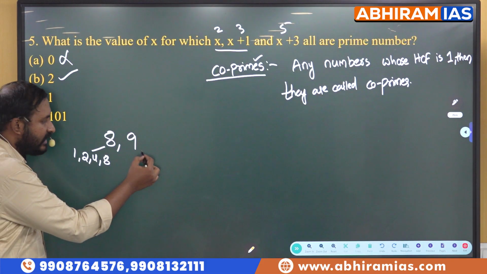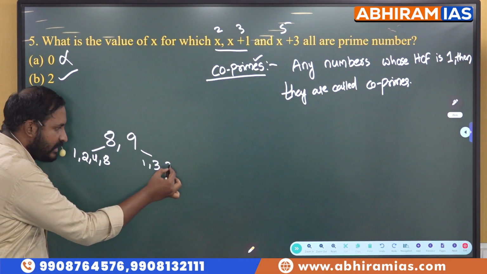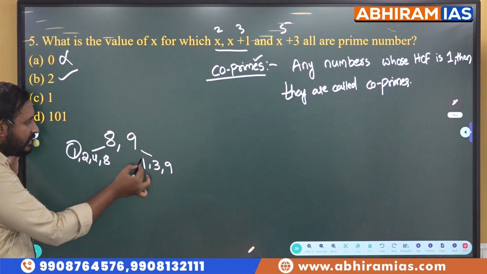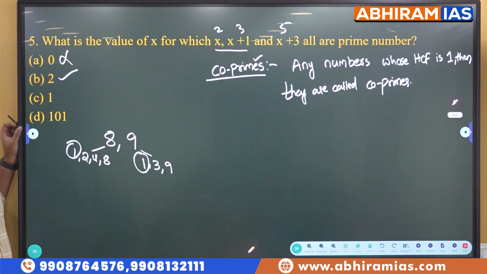What are the factors for 9? 1, 3 and 9. So what is the common factor between these two? 1. Then 8 and 9 are co-primes. Don't think that by seeing the word co-prime, the numbers should be only prime numbers. It is not like that. 2 composite numbers can also become co-primes.